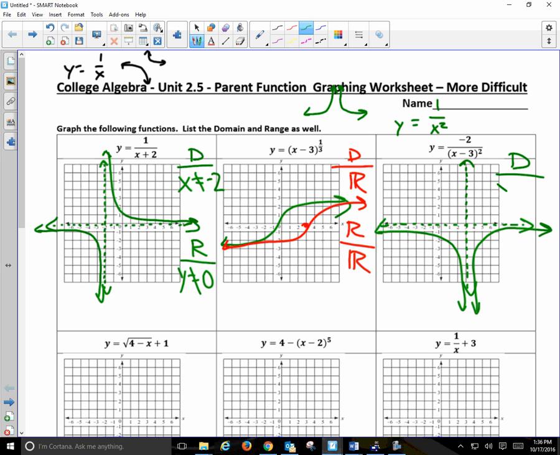Domain, x not equal to what? 3. And the range from -infinity to 0, parenthesis.